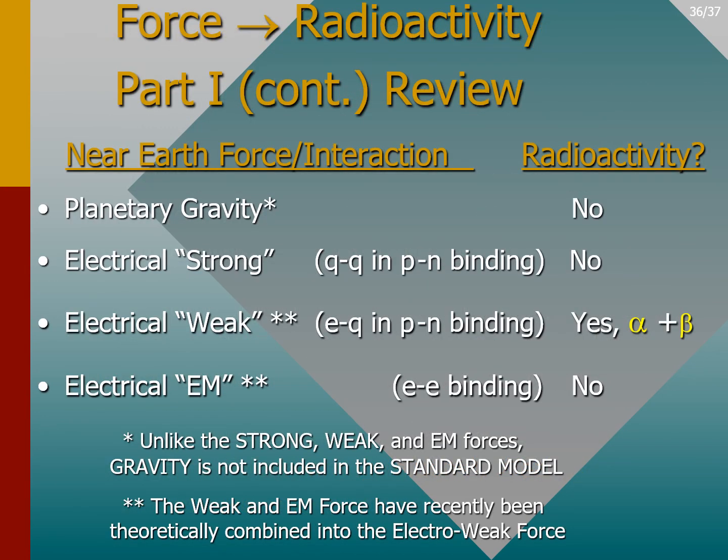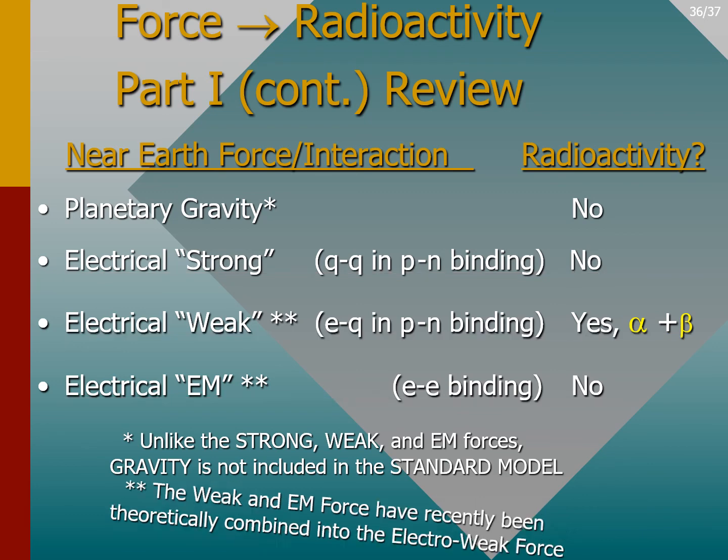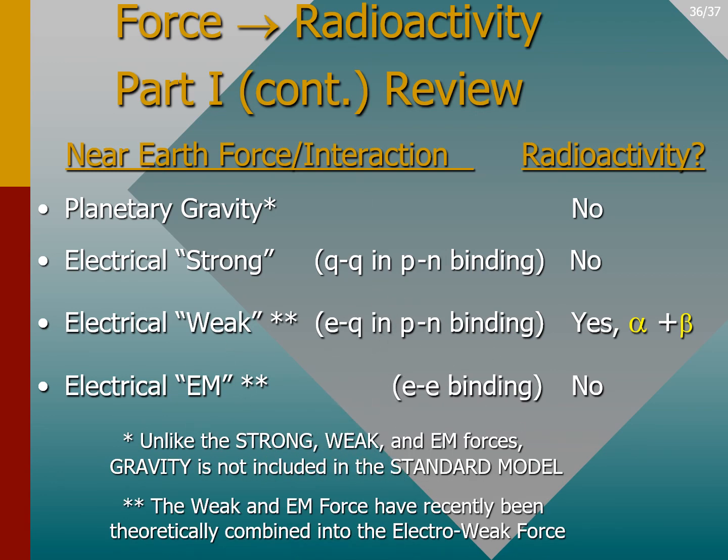So as we come to the end of Part 1, let's review what we've learned so far. Rutherford identified 3 kinds of radioactive rays: alpha, beta, and gamma. In Part 1, we have learned that alpha and beta rays are really charged particles ejected from the nucleus. In Part 2, we'll learn that gamma rays are not charged particles, but rather neutral photons. In Part 1, we learned about 4 forces: gravity, electrical strong force, electrical weak force, and electrical EM force. Note that the weak force and EM force have recently been combined into the electroweak force under the Standard Model.